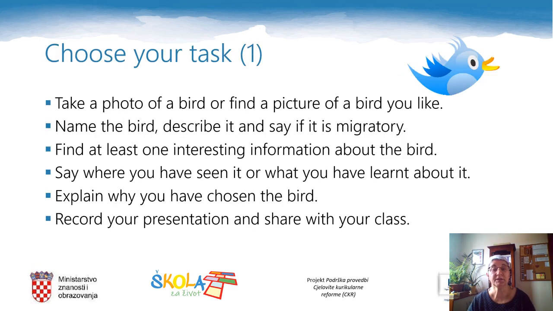It's time to pick a task for today's lesson. It can be either this or task number 2. Listen carefully. If you decide to do this task, task number 1, take a photo of a bird or find a picture of a bird, and then name a bird, describe it, say if it's migratory, find at least one interesting information about that bird. For example, you can say where you have seen it, or you can say what you have learned about it. And you must explain why you have chosen that bird.